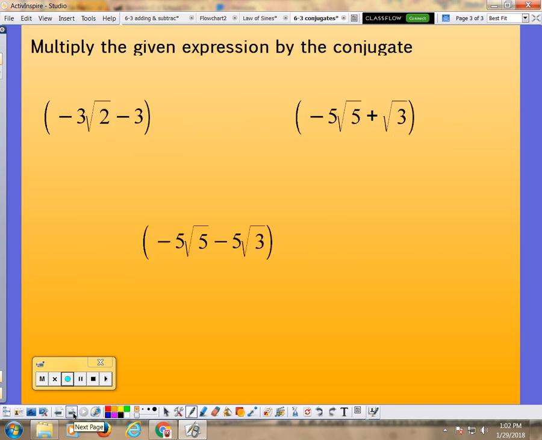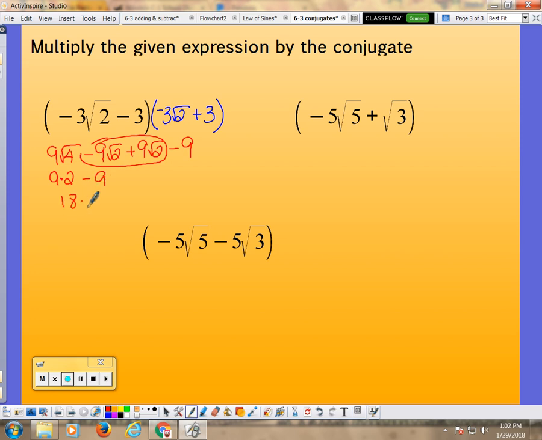Okay, 3 more examples. What's the conjugate of -3 square root of 2 minus 3? Well, it's going to be -3 square root of 2 plus 3. So when we multiply this all out, we should get a positive 9 square root of 4. Then I have a minus 9 square root of 2, and this minus and the negative here make a positive, so we'll have plus 9 square root of 2, and then -3 times a positive 3 is a -9. Up here, I end up with 9 times 2. These guys drop out, 18 minus 9, which gives me 9 as my answer.